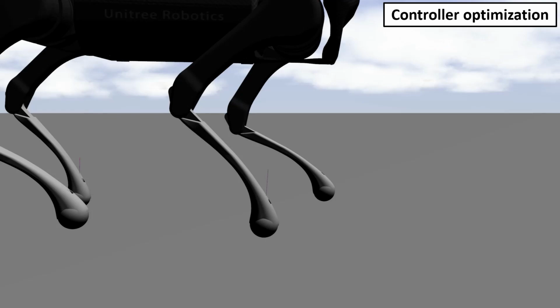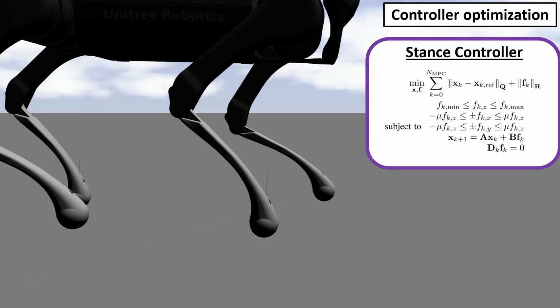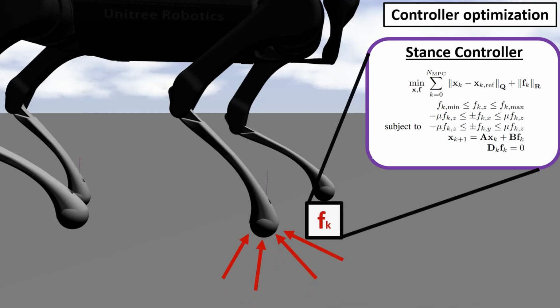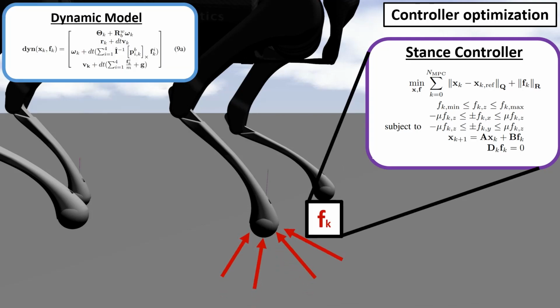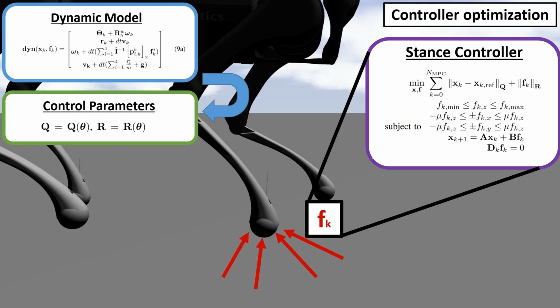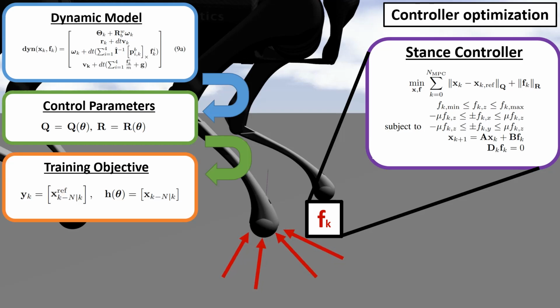When the foot is in contact, we use an MPC stance controller which produces optimal forces at the foot to stabilize the robot's base. The auto-tuner requires a dynamic model, and the cost weights of the MPC are controlled parameters. The overall training objective is to calibrate these weights so that the predicted center of mass trajectory given by H is equal to the reference trajectory given by Y.